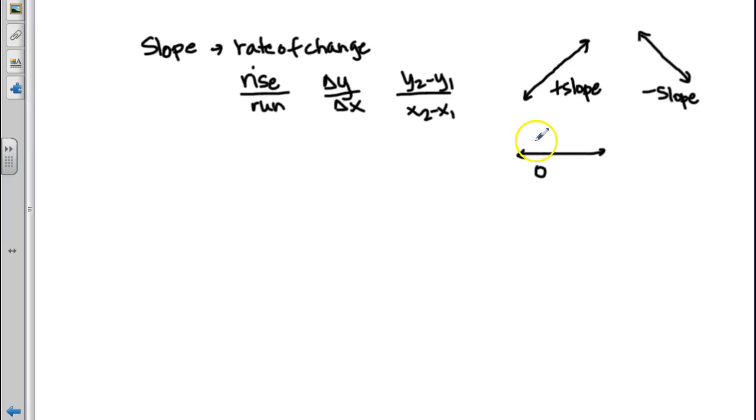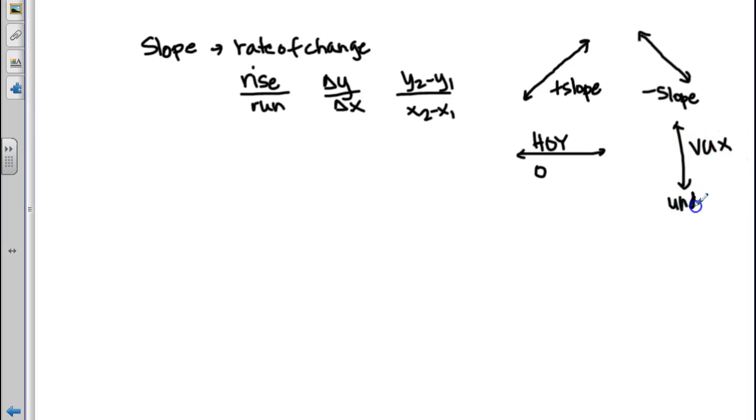Horizontal line, 0 slope, and it's always y equals that number. All right, and then vertical line, let me get a vertical line on there. Vertical line, undefined slope, it's always x equals.